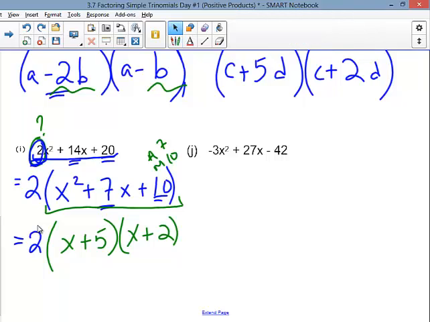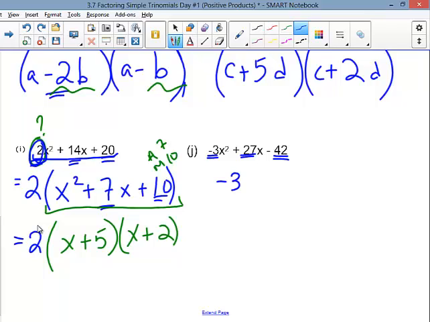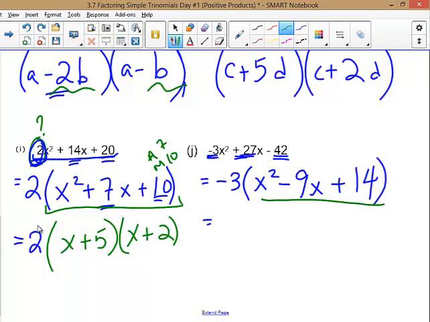J is absolutely no different. Again, we've got a negative 3x, and that is factorable. So what we're going to do again is factor that first coefficient, that lead coefficient, out. Okay, so that negative 3 is going to get factored out, leaving us with x squared minus 9x, because it was positive, we factored out a negative 3, plus 14. Then what we're going to have to do is take a look at what's inside, factor that trinomial, just like we've always been doing. So we're going to look for numbers that add to negative 9 and multiply to 14.